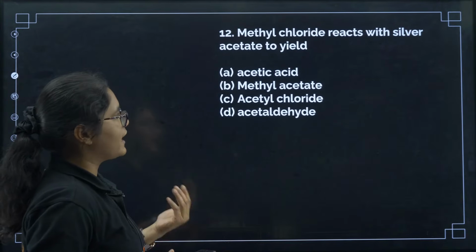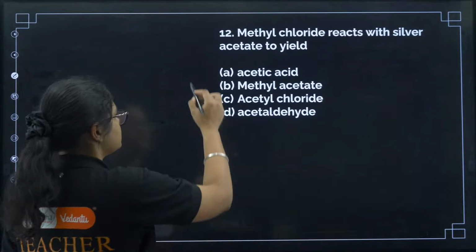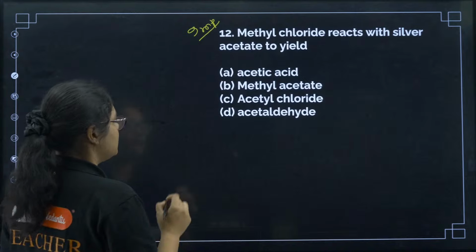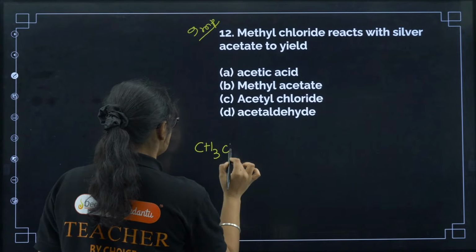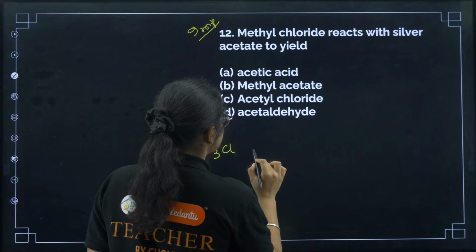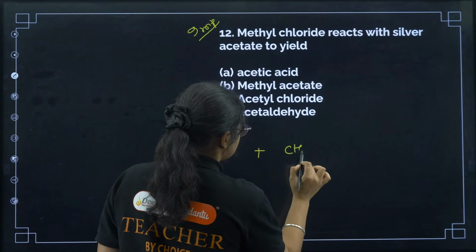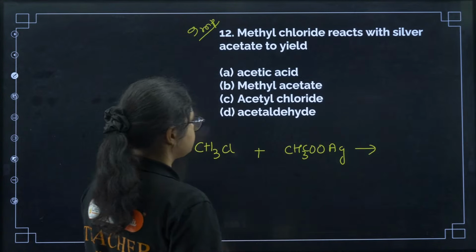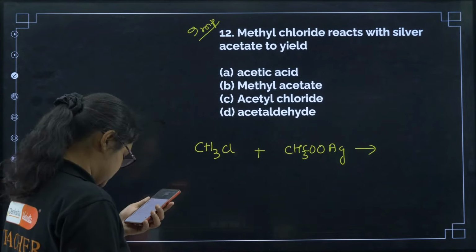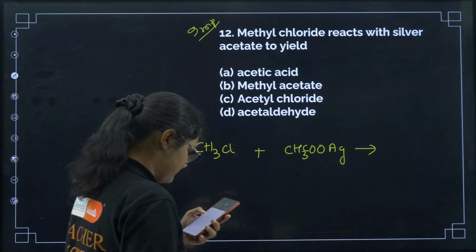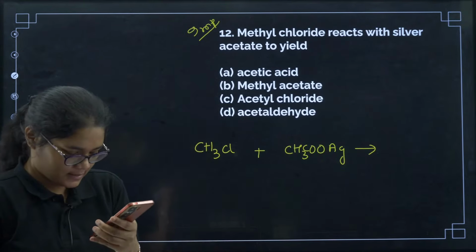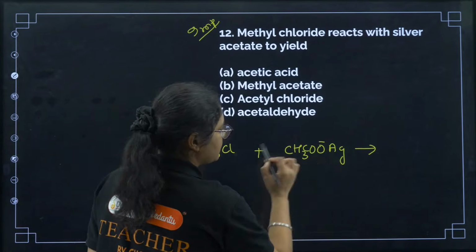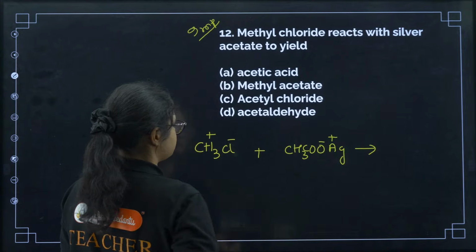Next, methyl chloride reacts with silver acetate to yield. This is also an important question. I told you, right, the questions will not be very easy this time. Methyl chloride reacts with silver acetate, CH3COOAg, to give you what? Yes, what will be the product here? This is also a nucleophilic reaction. We have discussed this one. This is minus, this is plus, this is minus, this is plus.